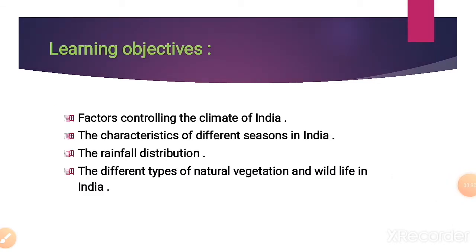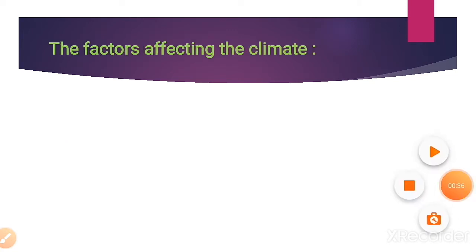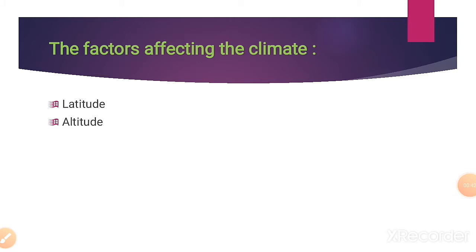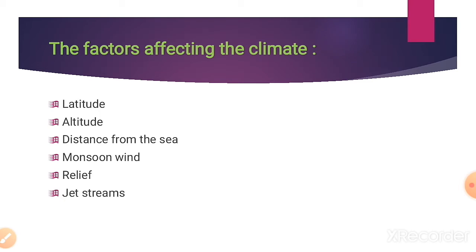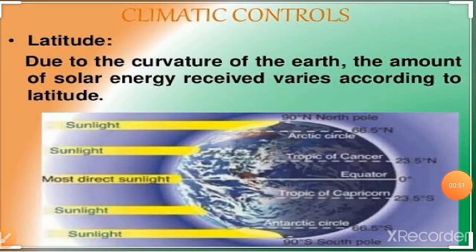In last class, we discussed about what are the factors controlling the climate of India. In that topic, we saw latitude, altitude, distance from the sea, monsoon wind, relief, and jet streams. So, before entering into the lesson, we just recall our previous portion. The first factor is latitude. Due to the curvature of the earth, the amount of solar energy received varies according to the latitude. So, the equator receives direct sunlight and the Tropic of Cancer receives little slanting sun rays than equator.